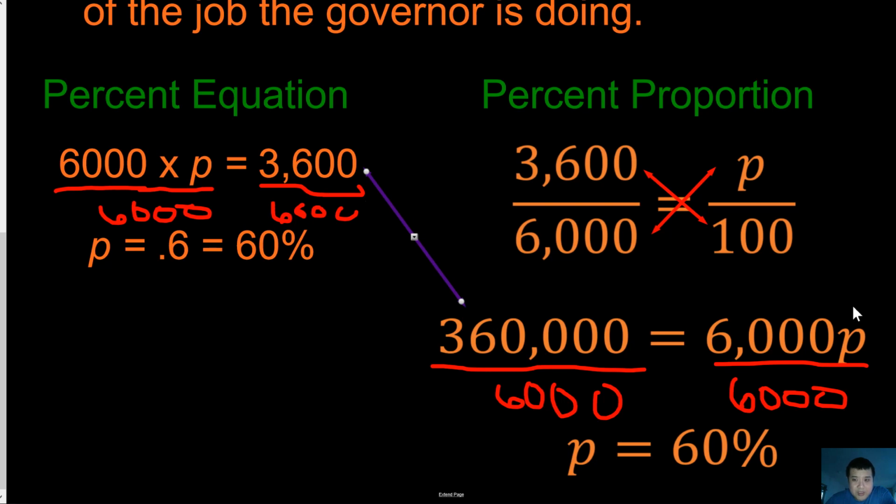This is essentially the same step as this one, except that this has two more zeros here, which gets us the 60% rather than the 0.6 decimal. So either way gets you to the same spot if you use the percent equation or percent proportion, just written slightly differently.